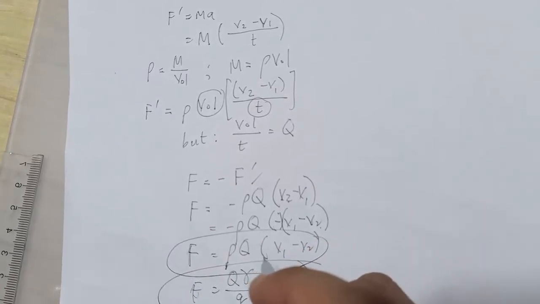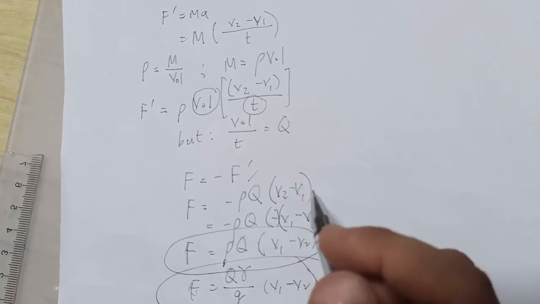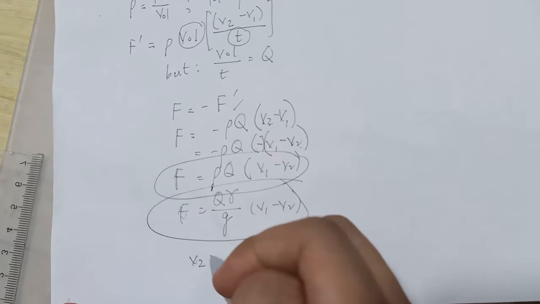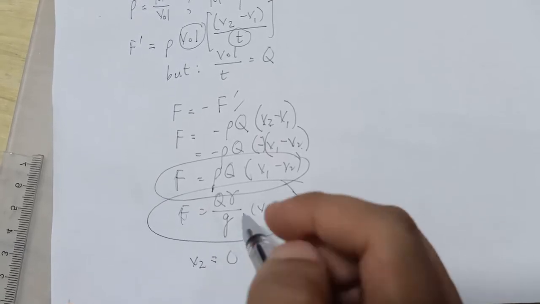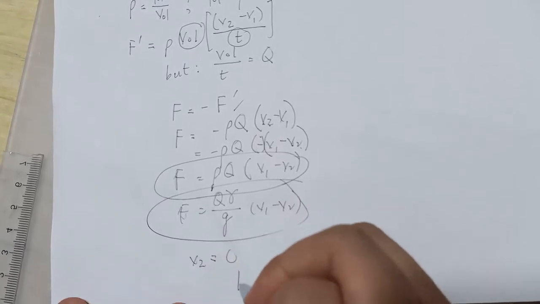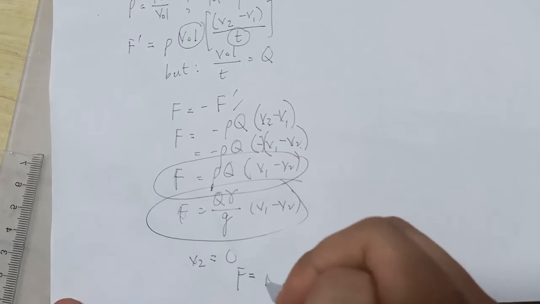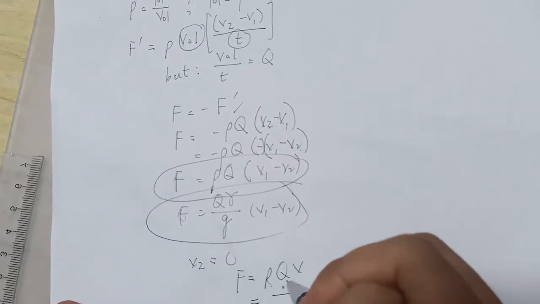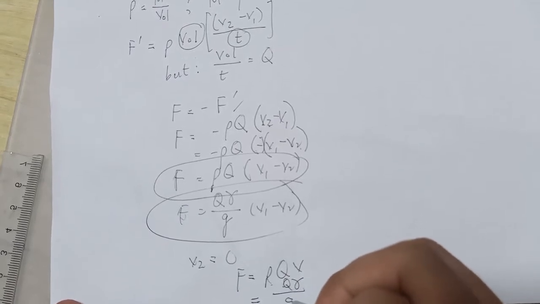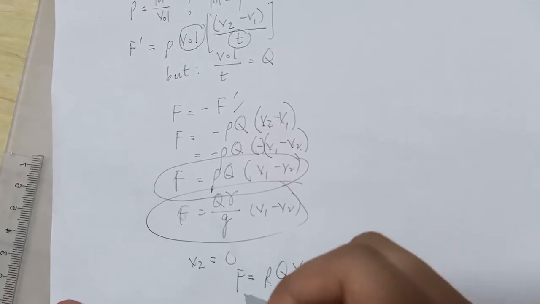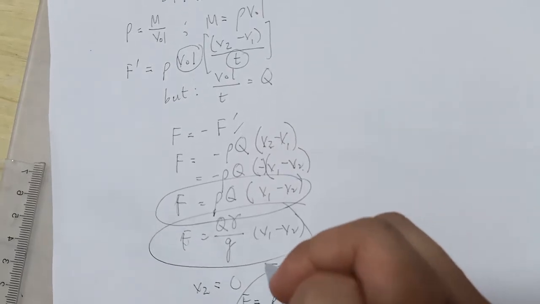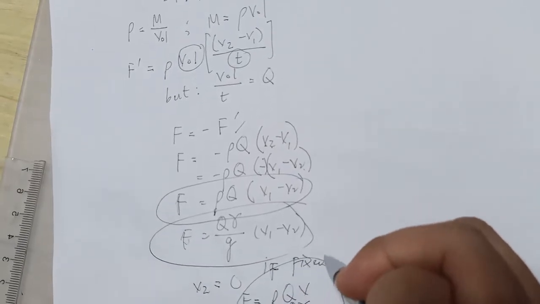If the plate is fixed, so take note that if the plate is fixed, our second velocity would be 0. Then the above equation becomes F equals rho times discharge times V, or simply discharge times unit weight over G times V. So if fixed plate.